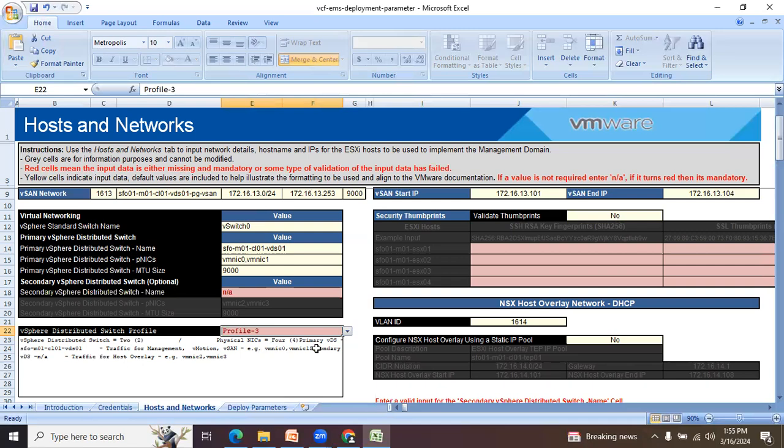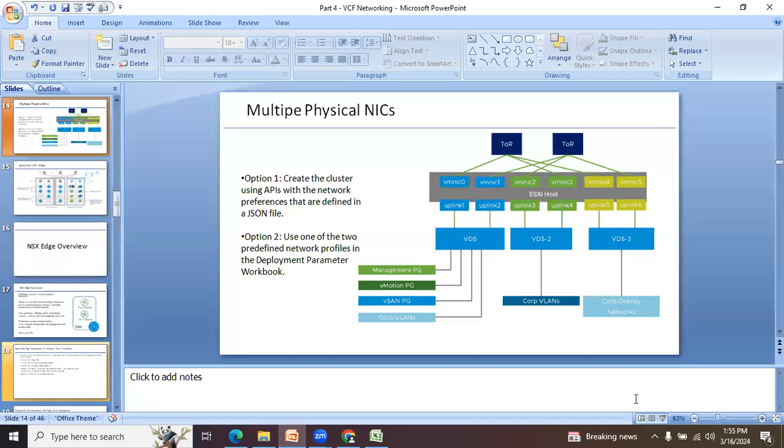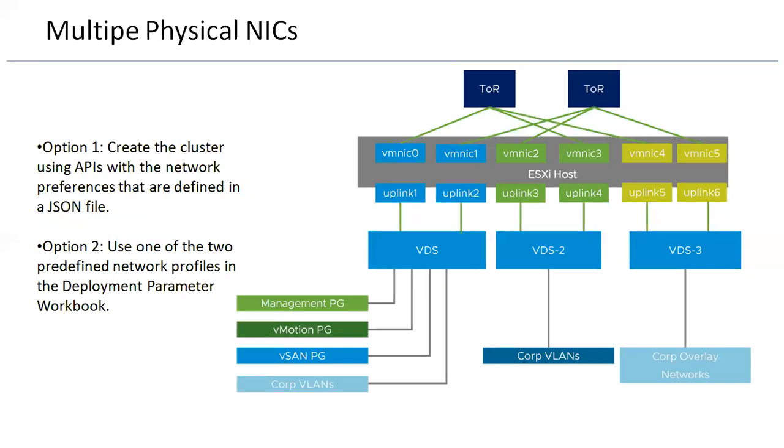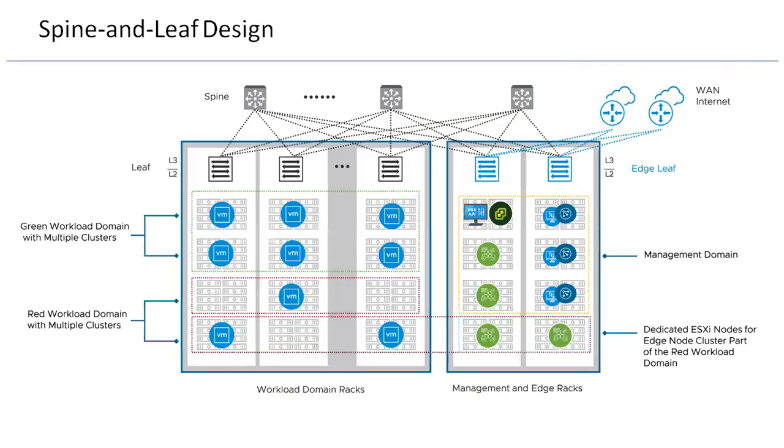You are probably aware that in Cloud Builder, we can push the JSON file as well. In the same way for workload domain creation, besides the default configuration that we normally see in the deployment through the SDDC Manager, we can go for JSON-based deployment through API. There we can configure multiple NICs as per the environment requirement.